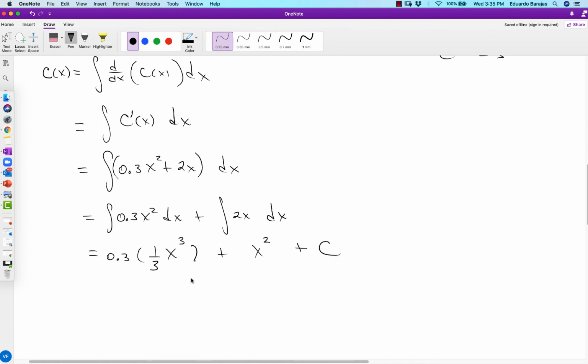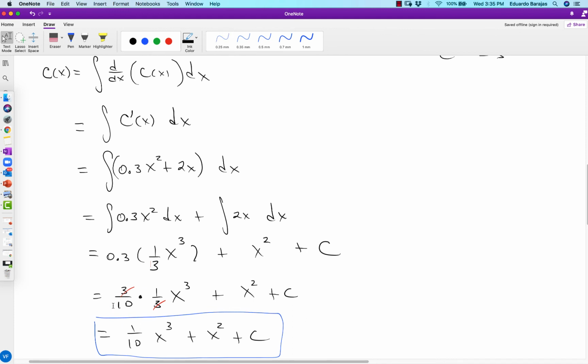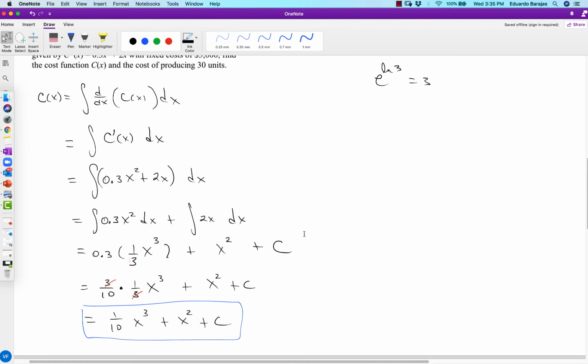Good. We can simplify this a little bit. 0.3 is the same thing as 3 divided by 10. That's 0.3 times 1/3 x to the third plus x squared plus c. And so the 3's cancel there. And so we have just 1/10 x to the third power plus x squared plus c. Okay, so we're almost there, except that we'd like to figure out what that constant is. And luckily, they gave us some information to be able to figure that out.